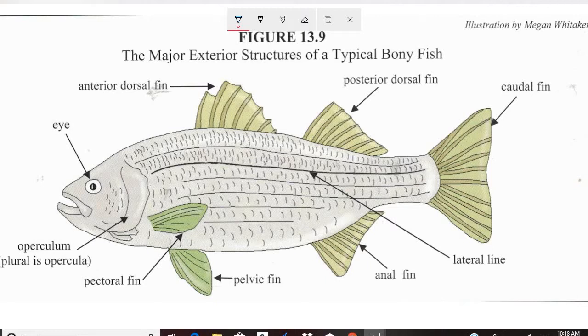I want you to notice that this fish also has a lateral line, and that lateral line is used to sense vibrations in the water, and they can use that then to find prey or to avoid predators. Another structure in terms of the external anatomy.